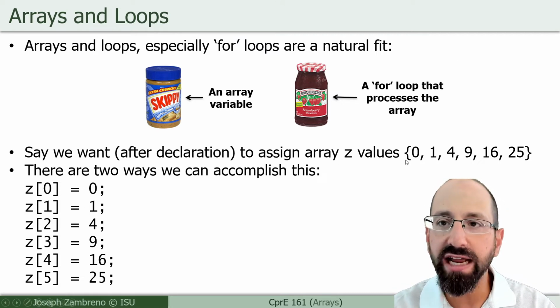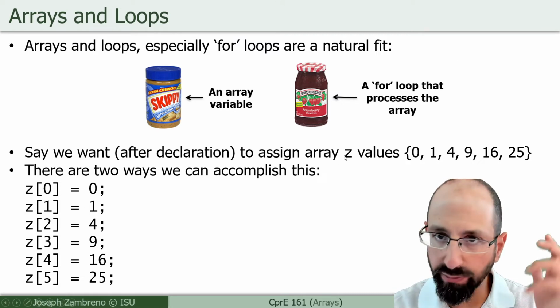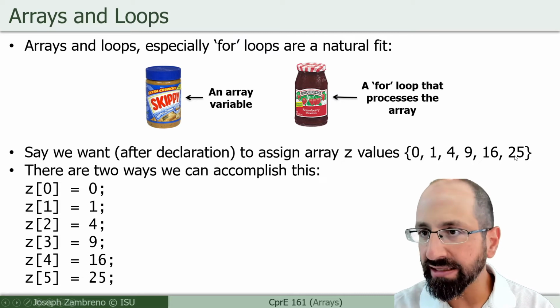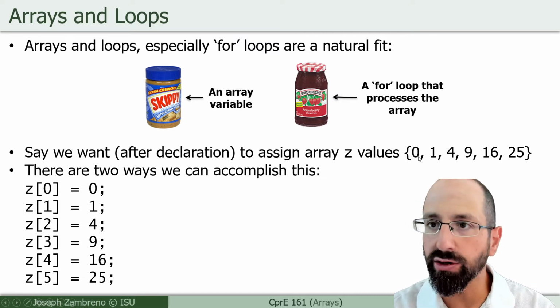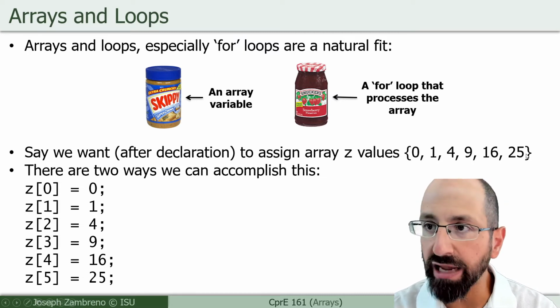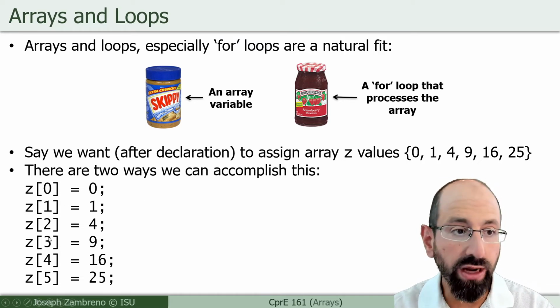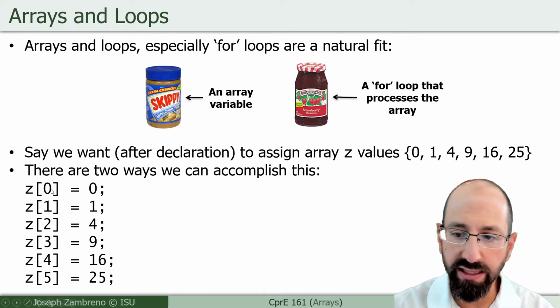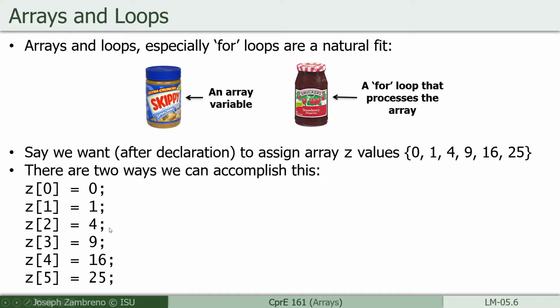Let's say after declaration we wanted to declare this array z, and then eventually initialize it with a set of squares, right? 0, 1, 4, 9, 16, 25. You can always manually do it, right? You can always say, okay, z of 0 is this, z of 1 is this, etc., and just kind of hard-code it in there. But we can see the pattern there, right? It's 0 squared, 1 squared, 2 squared, 3 squared, etc. If it's 5 values, no big deal. If it's 5,000 values, that becomes a big deal.